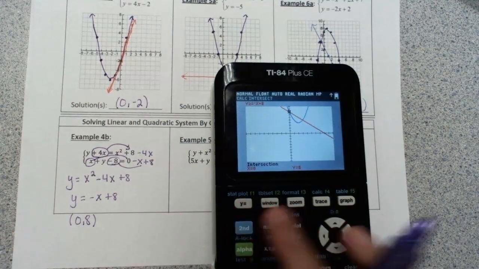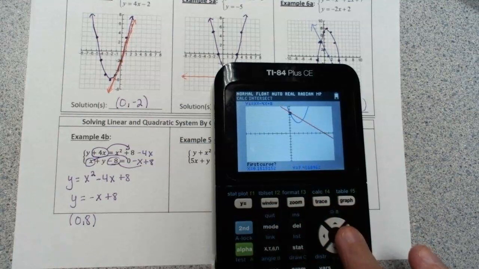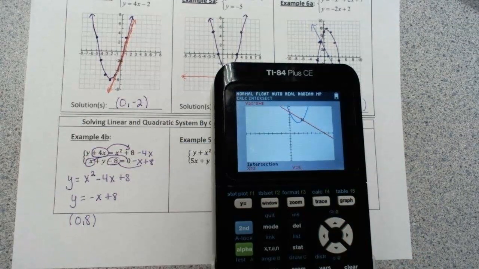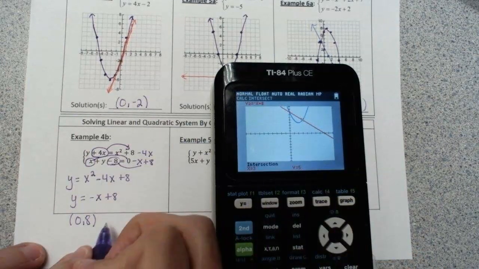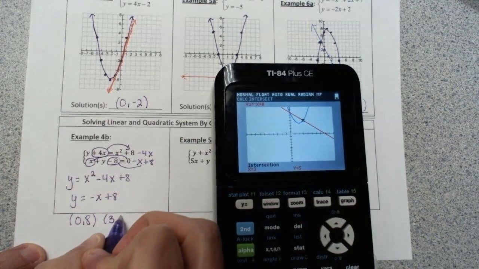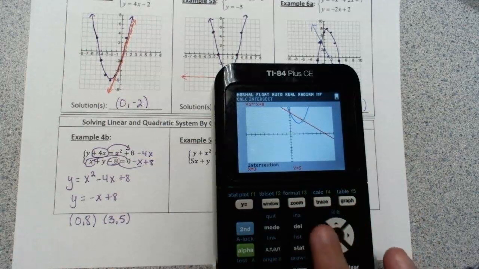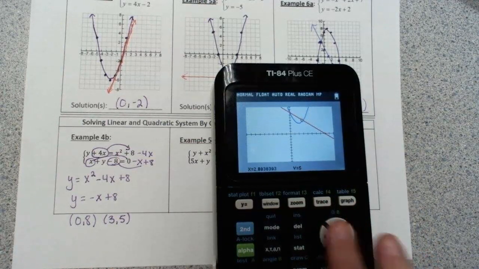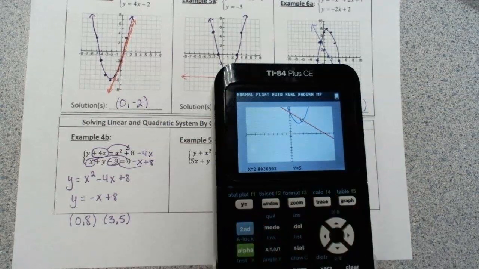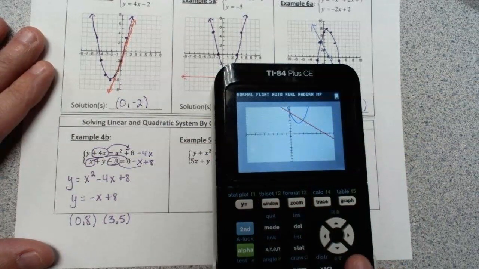And then we're going to do it again, second trace 5. And then we're going to move closer to the other intersection. And then we're going to hit enter 3 times. 1, 2, 3. And that's 3, 5. So that's all there is to it, guys. All you got to do is put it in the calculator, second trace 5. You want to move left and right till you get closer to the intersection, okay? Make sure you do second trace 5 before you move anything, or you're going to mess it up like I just did. All right, and so those are our two solutions right here.